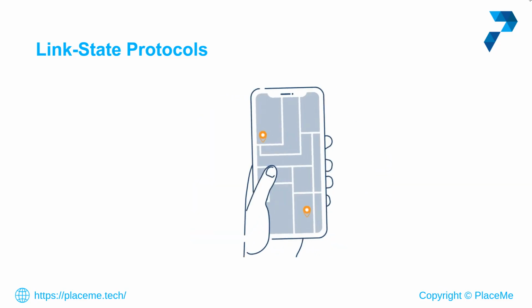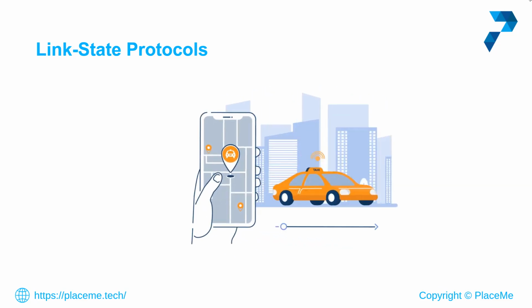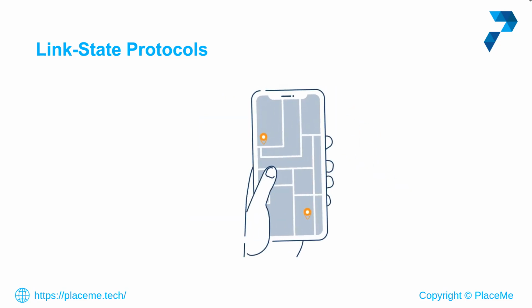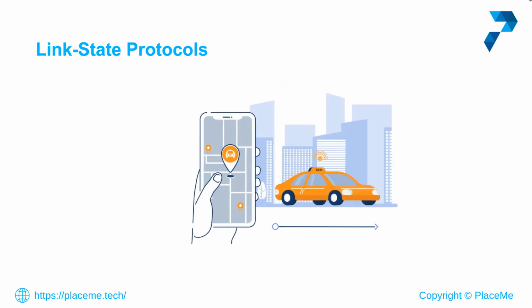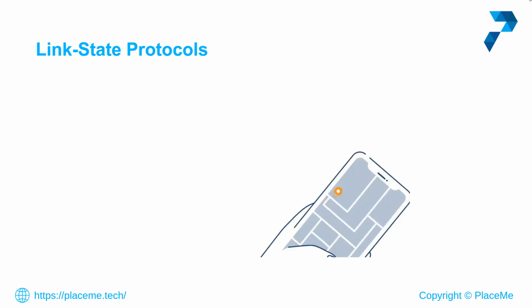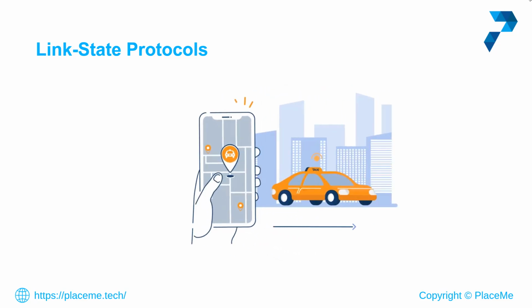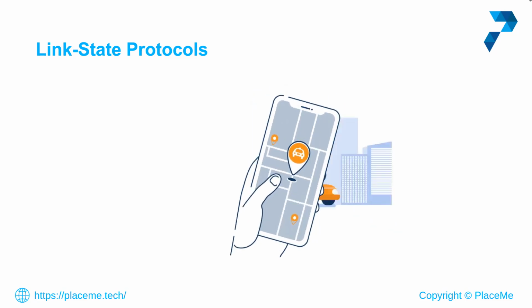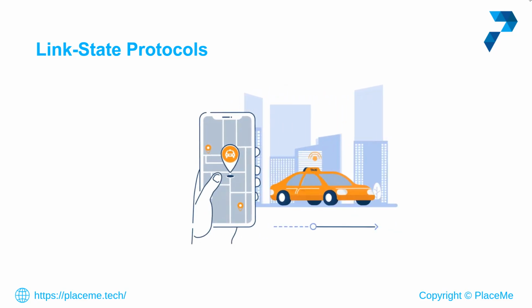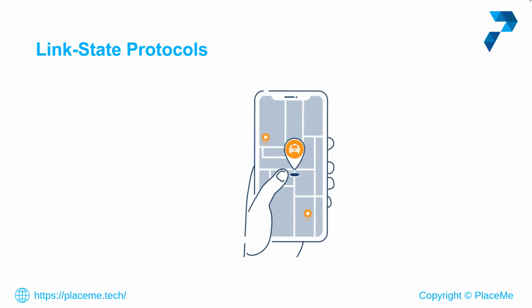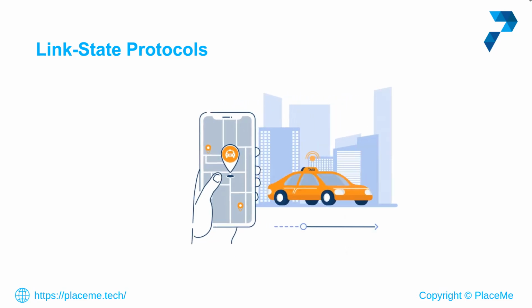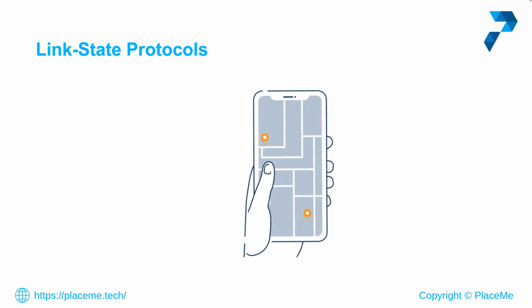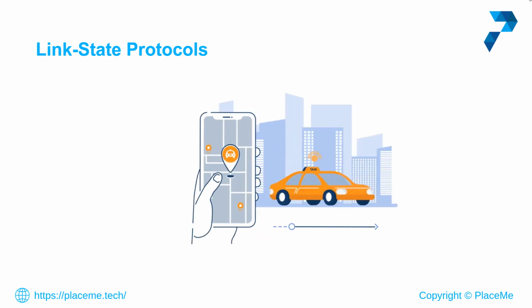Next, let's look into link state protocols. Think about a professional delivery driver who has access to a detailed city map and real-time traffic updates. They don't just rely on distance, they analyze road conditions, closures, and the best alternative routes to reach their destination quickly. This is how link state protocol works.